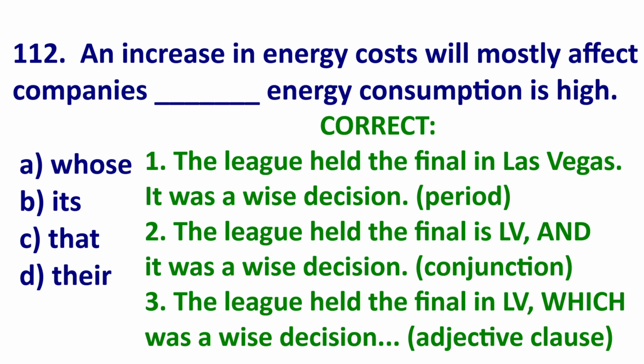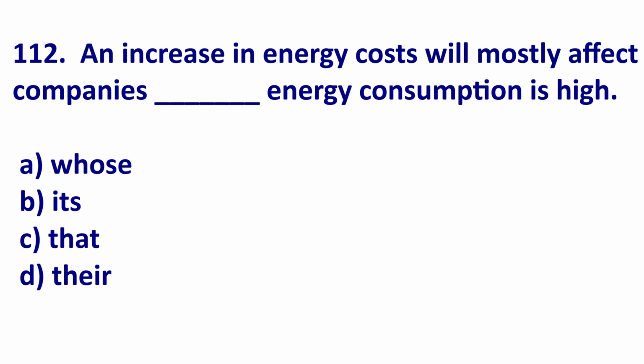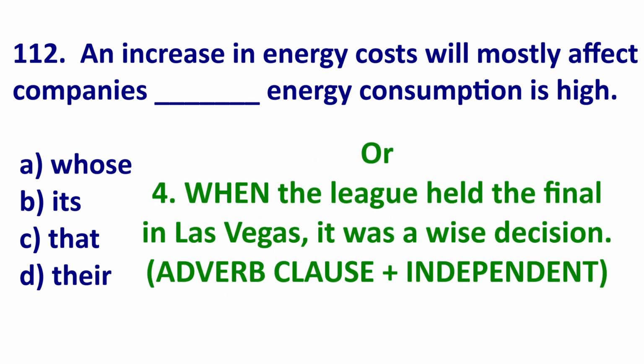You can also use a subordinate clause, which is a helper clause. The league held the final in Las Vegas, comma, which was a wise decision. That is an adjective clause. Or when the league held the final in Las Vegas, you see this starts with when, so it is not an independent clause anymore. It was a wise decision.